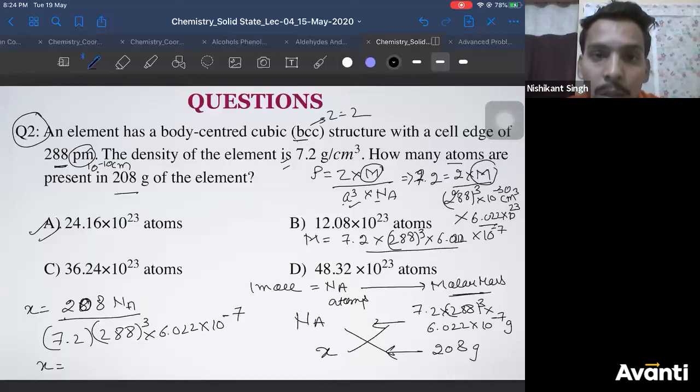Shiv Prakash, you're right. 24.16 into 10 power 23 atoms. That is the correct answer. Yes, Nivedita, you're right. So is this question clear to everyone? Yes, guys. Is this question clear to everyone? Pritesh, of course, you are expert in that. I know that.